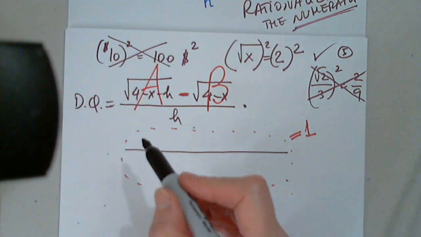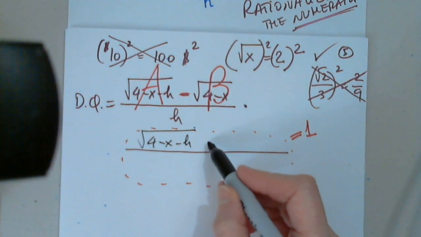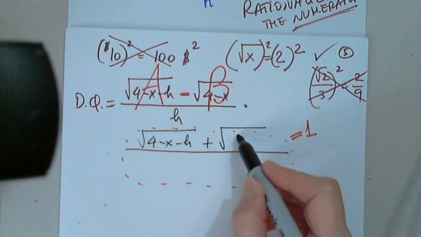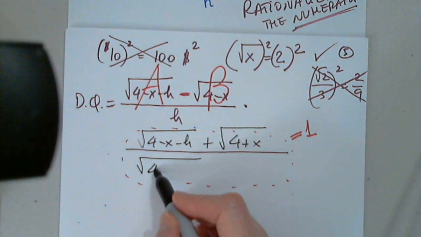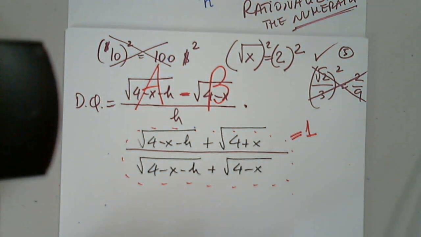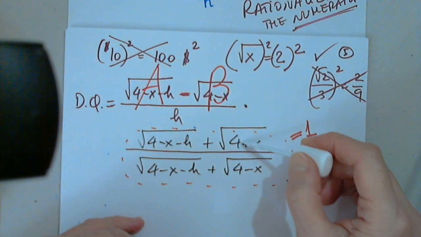Would it just be the square root of 4 minus x or minus h, and then you would do plus? Exactly. That's all it is. I didn't mean to write that, sorry. That's why I have my whiteout handy, just in case.